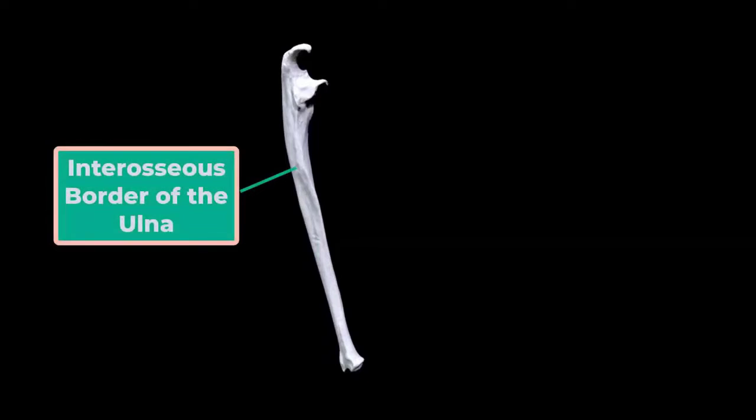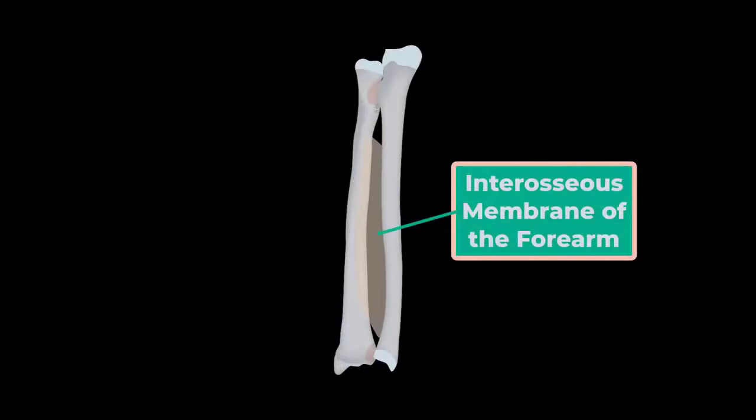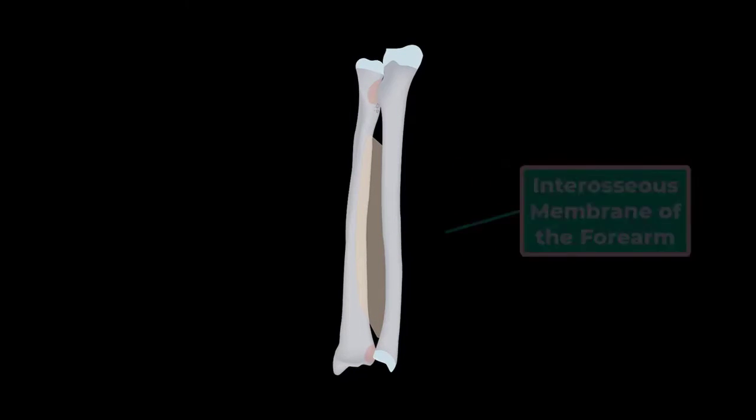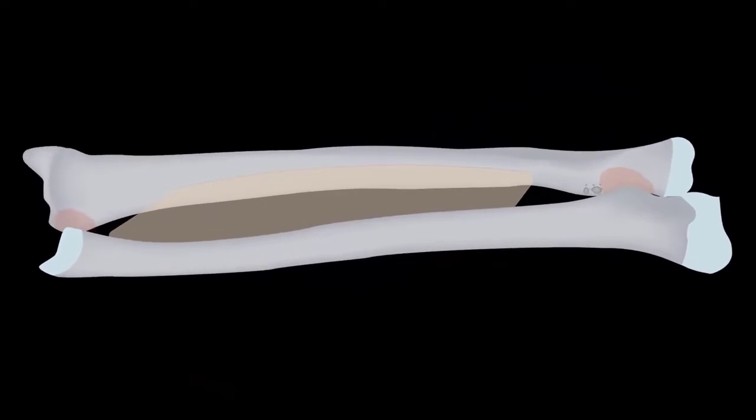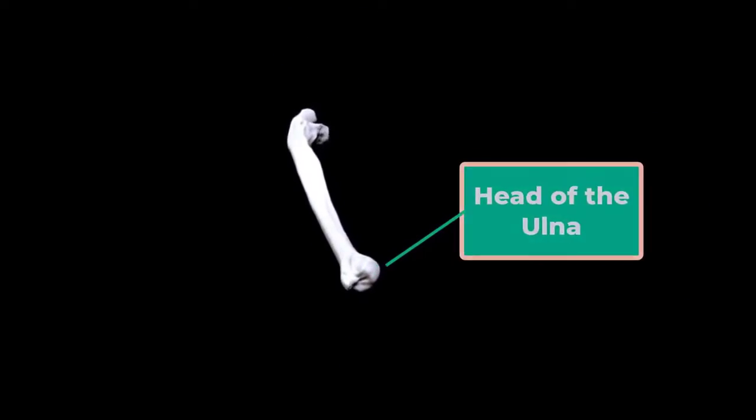The lateral side of the shaft forms a ridge called the interosseous border of the ulna. This is the line of attachment for the interosseous membrane of the forearm. The interosseous membrane of the forearm is a sheet of dense connective tissue that unites the ulna and radius bones. The small rounded area that forms the distal end is the head of the ulna.